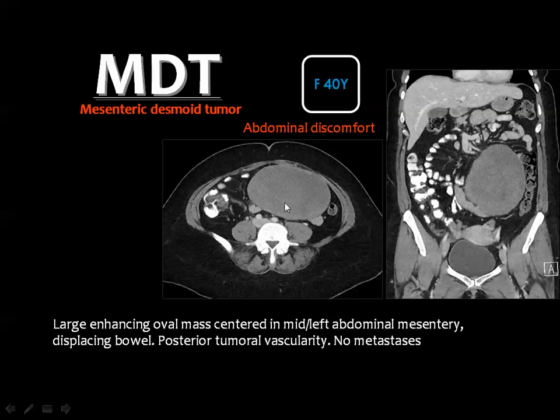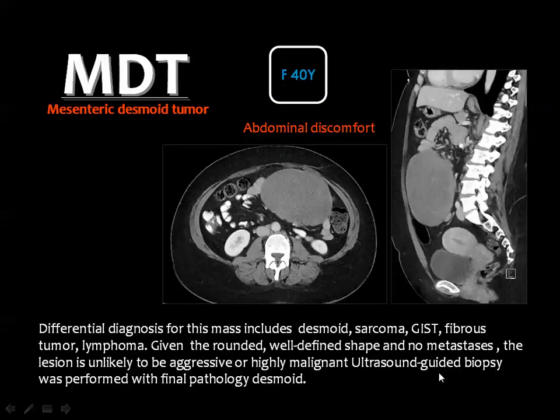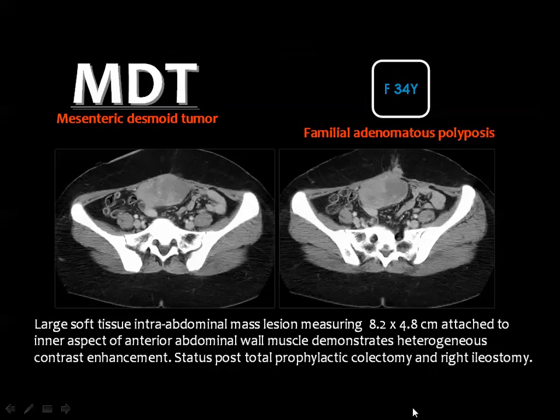Of course, you cannot diagnose this as a benign lesion from its margin because many of the malignant lesions may have this margin, and the diagnosis, as I have said, should be reached by biopsy. And this is another example in a female patient, 40 years old, with a big solid mass in the peritoneal cavity, diagnosed as mesenteric desmoid.